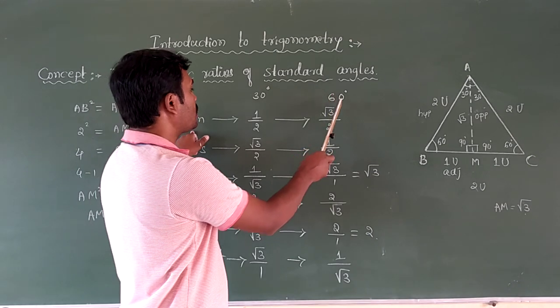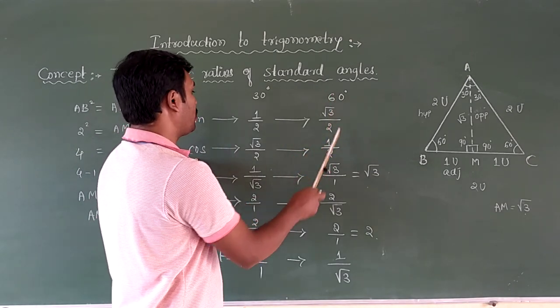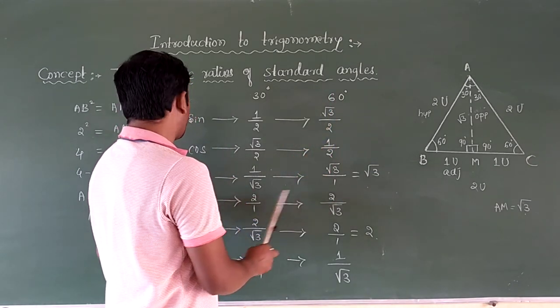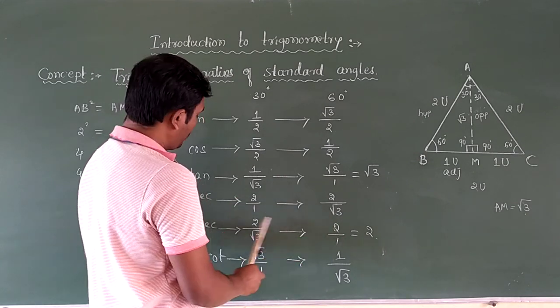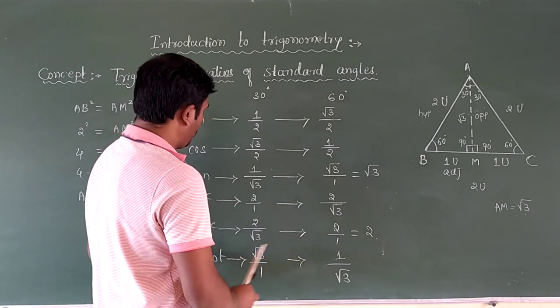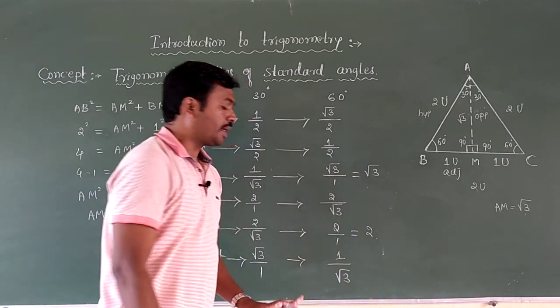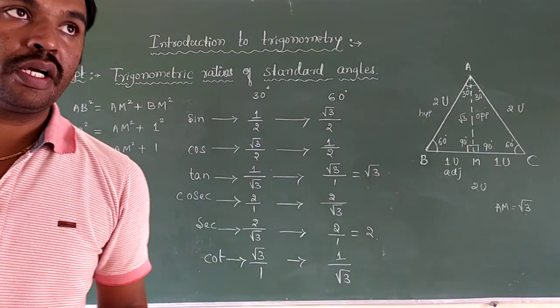So sin 60 is root 3 by 2. Cos 60 is 1 by 2. Tan 60 is root 3. Cosec 60 is 2 by root 3. Sec 60 is 2. Cot 60 is 1 by root 3.